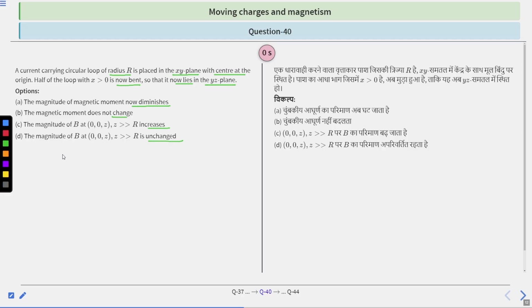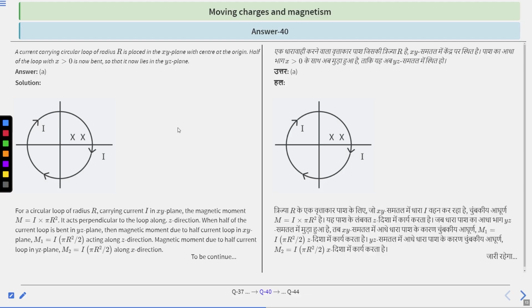Let's find the solution. Half of the loop with x greater than 0 is now bent so that it now lies in the yz plane.